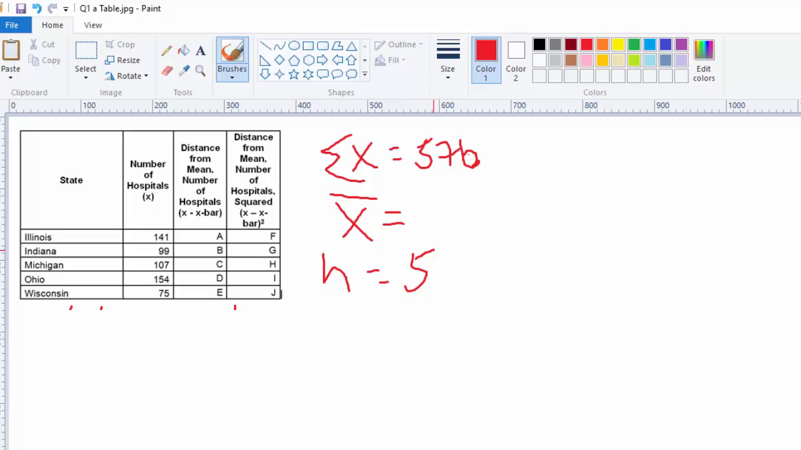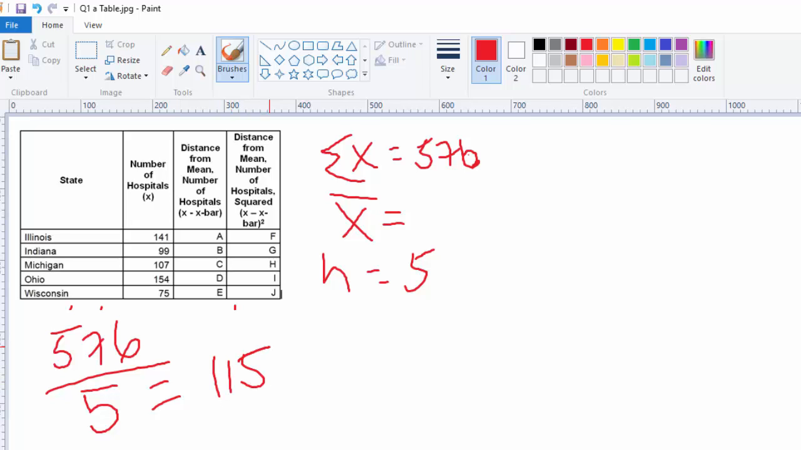So we have this n here. What we're going to do is take 576, which is the sum of x, divided by n, which is 5, right? I just said that, didn't I? And so what do you get with that? Oh, you get 115.2. All right, so now I can even fill it in, 115.2. So now we're ready to actually start filling in these columns.